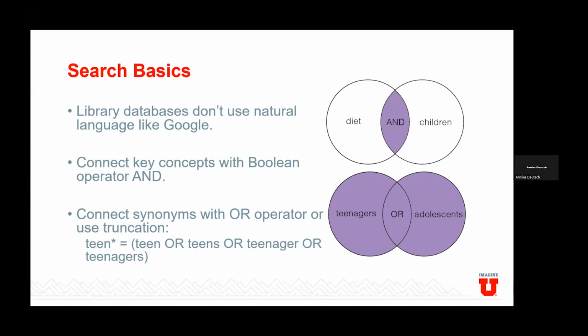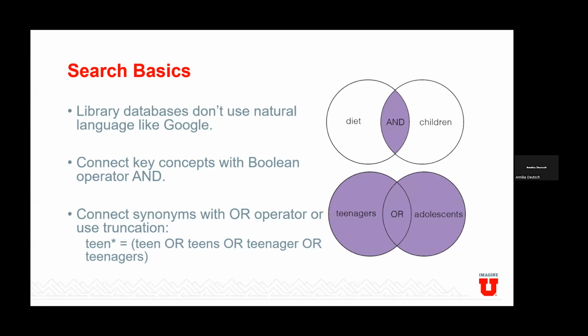So if you have two distinct concepts, like in this example on the top here, we're looking at the diet of children. And so I don't want to just search for diet because I'm going to get information about adult diets too. And I don't want to search for just children. I'm going to get information about education, and I don't care about that. I just want the intersection of diet and children. And so I would connect these two terms, and Marina's going to show you what this looks like. Diet and children. And then I'll just get results that relate to both of those.